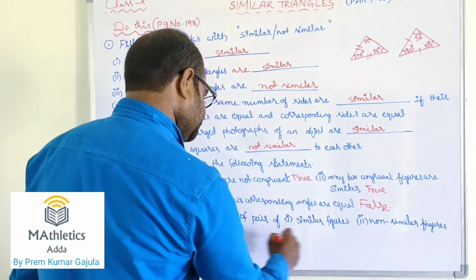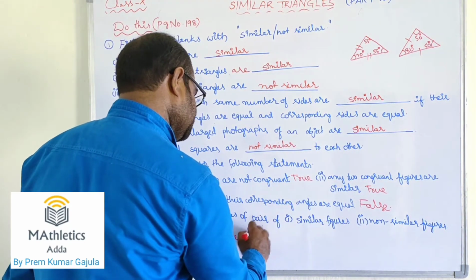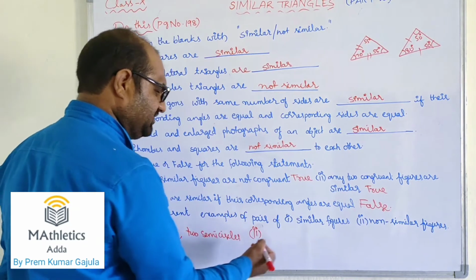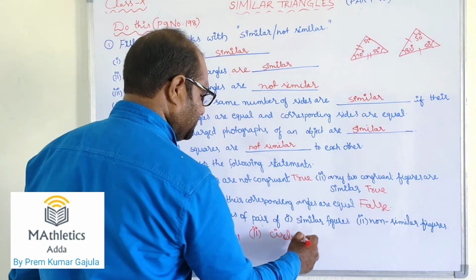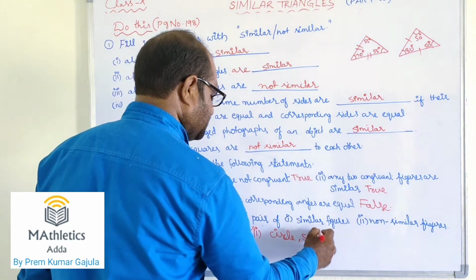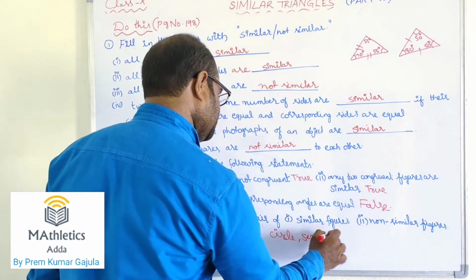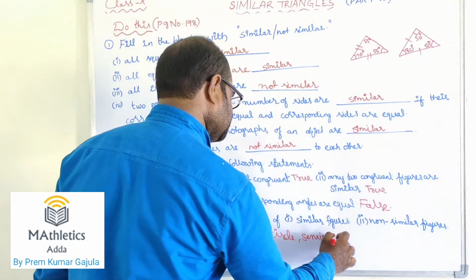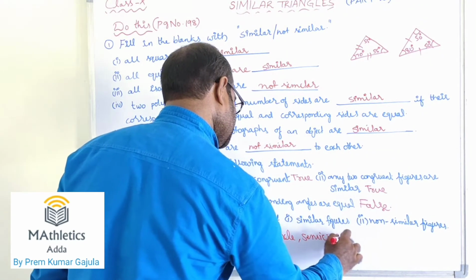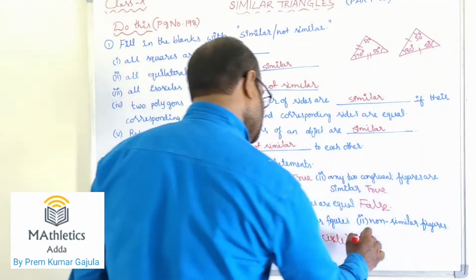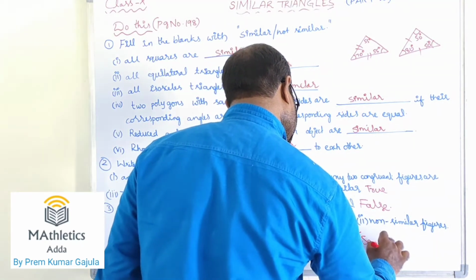And next, the second question's answer, non-similar figures. We can write the same example or otherwise a different example, no problem. I am writing here circle and semicircle as one example of non-similar figures. And one more pair is square and rectangle.